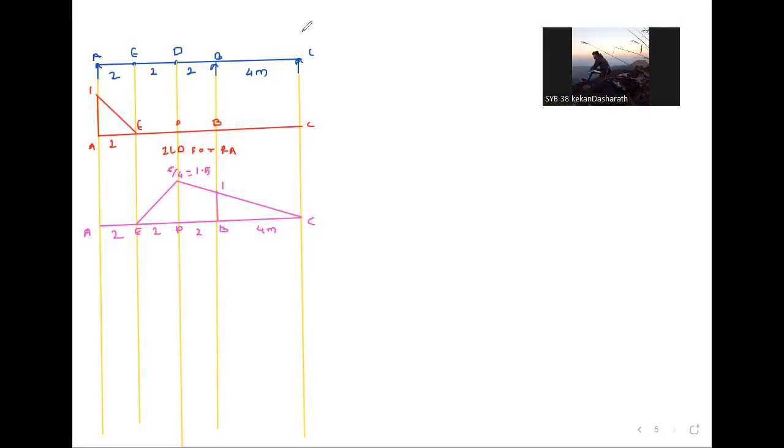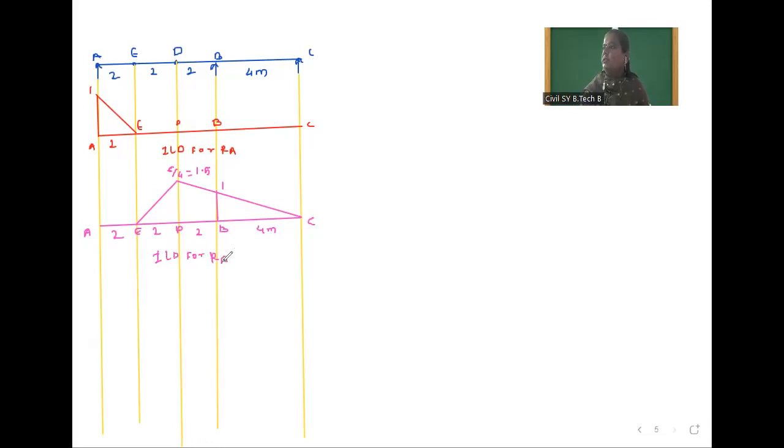Okay. So this is the ILD for RB. Then we will draw ILD for RC.